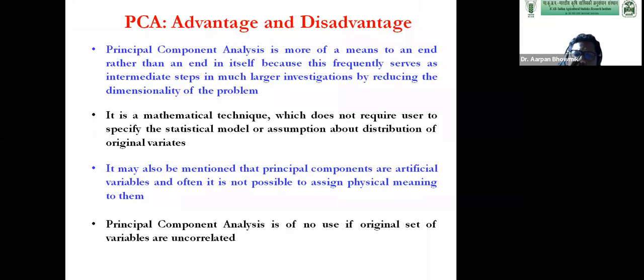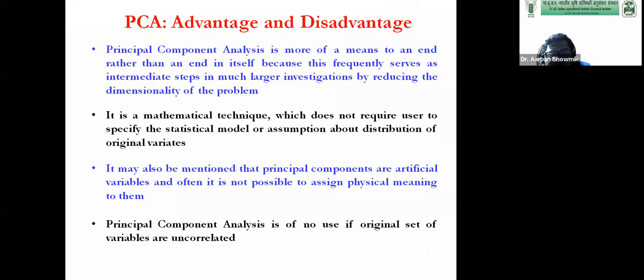It may also be mentioned that principal components are artificial variables, and often it is not possible to assign physical meaning to them. As we said, we have a correlated data structure, and based on that we obtain uncorrelated principal components, each of which is a linear function of the original variables. Sometimes principal components are artificially created variables that don't have meaning. So in the final interpretation, based on the scores we get, we have to identify the most important original variables.